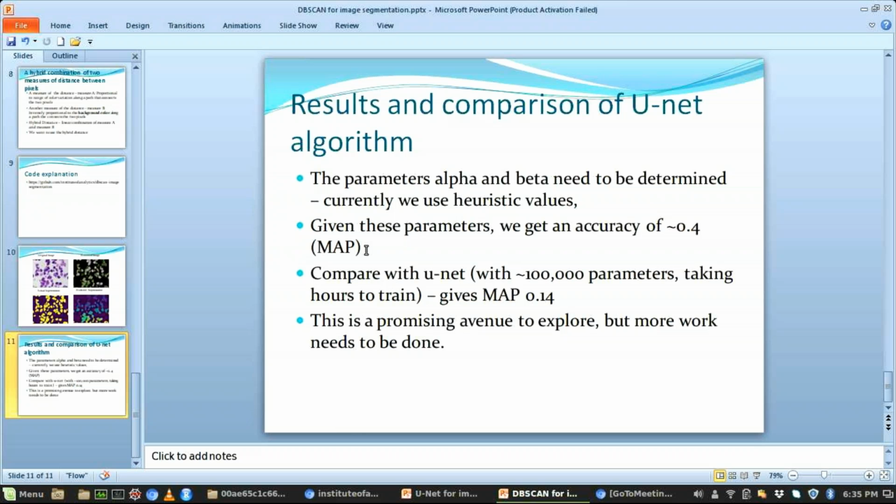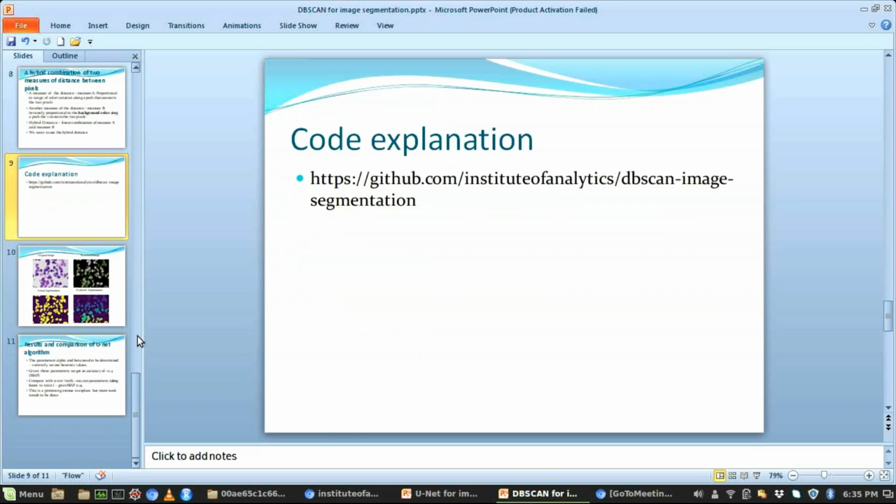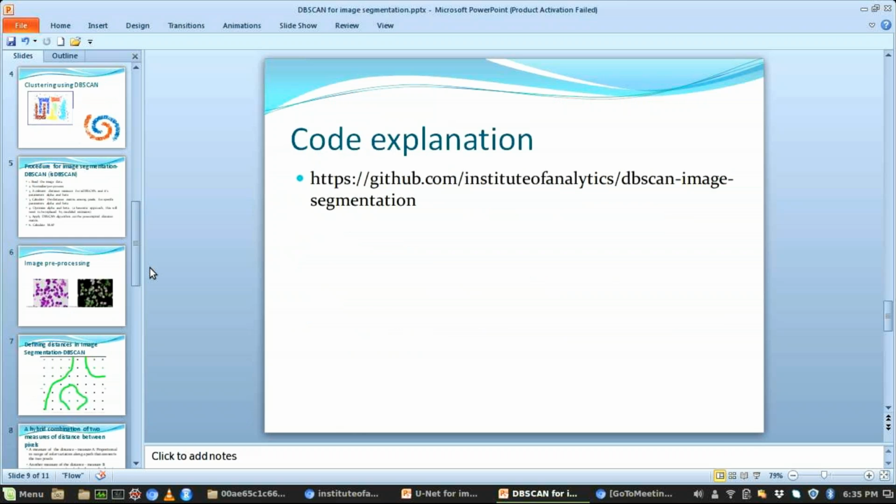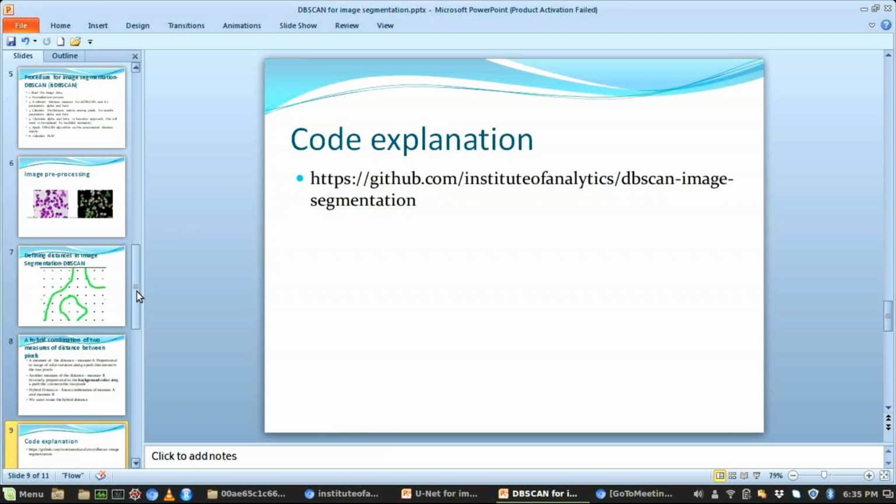So this is where we currently are in our research. We have a lot more things to do. At this stage we have Python code, but in the future we'll be writing R wrappers for them, making them more efficient.